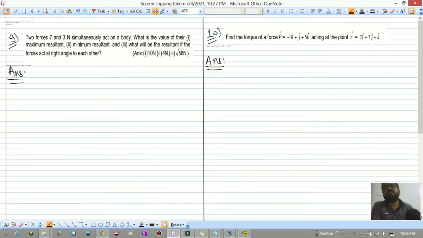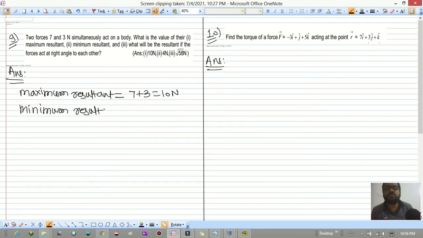Okay, so next, two forces 7 and 3 Newton simultaneously act on a body. What is the value of their maximum resultant, minimum resultant? What will be the resultant if the forces act at a right angle? So the maximum resultant is possible in vector when the two forces act in the same direction, and that is equal to 7 plus 3, which is equal to 10 Newton. Minimum resultant will be there when the two forces act in opposite direction, 7 minus 3, 4 Newton.